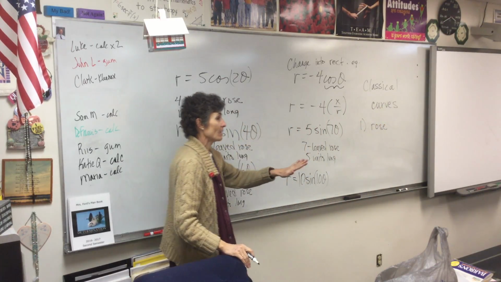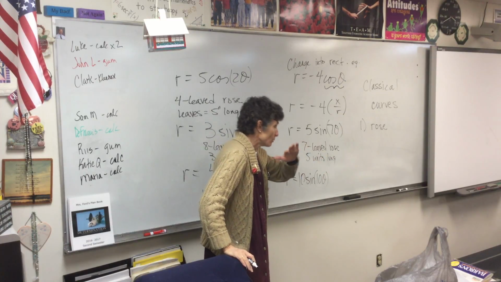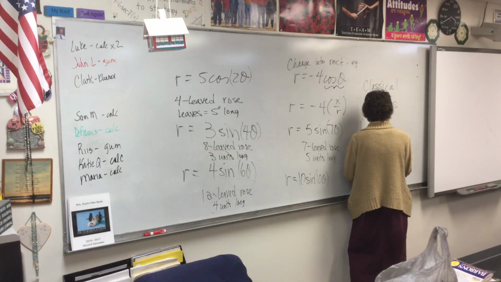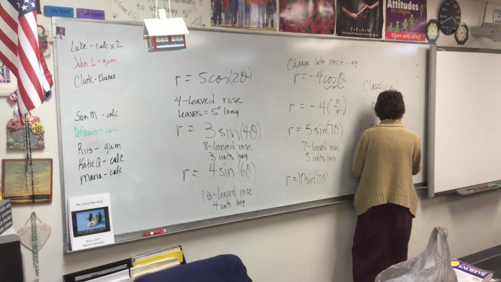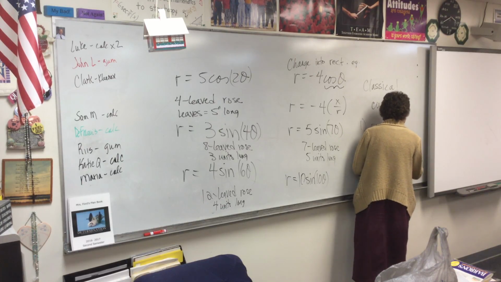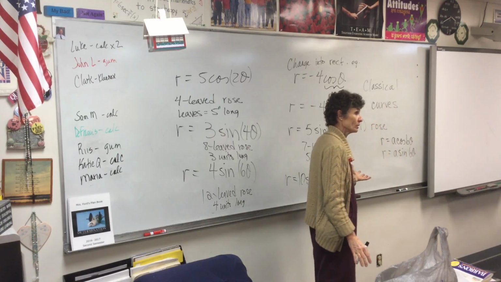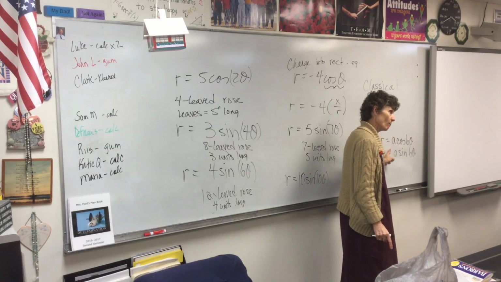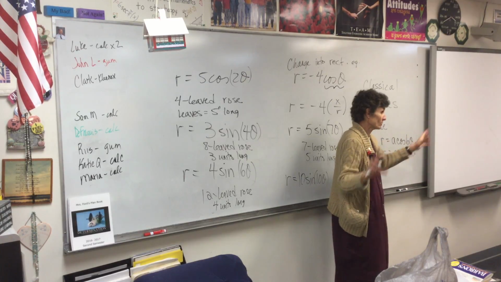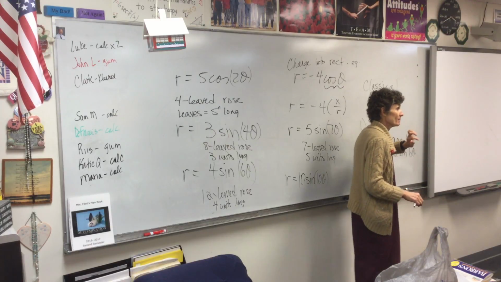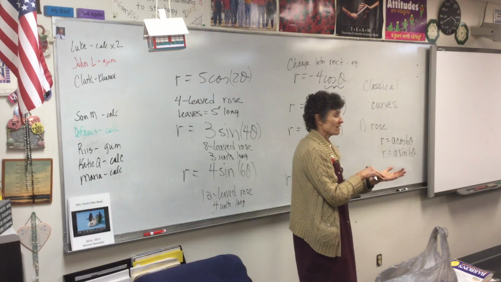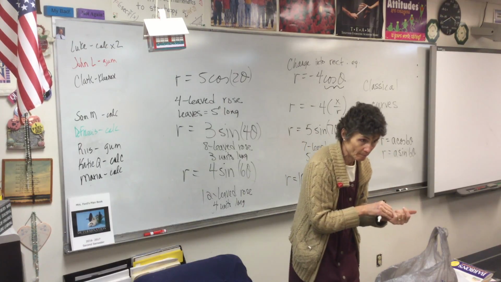So we have talked about the rose ad nauseum, okay? We get it, Mrs. Ford. A rose is going to have an equation like r equals a cosine b theta or a sine b theta, right? That's what a rose is going to look like. And what does the a tell me? How long the leaves are, how long the petals are. And the b tells me how many there'll be. If b is odd, there's b of them. If b is even, there are 2b of them, right?